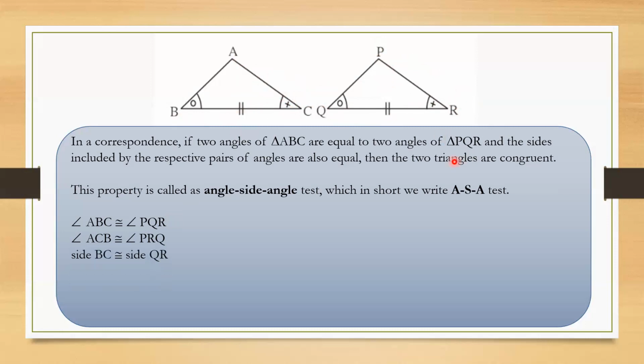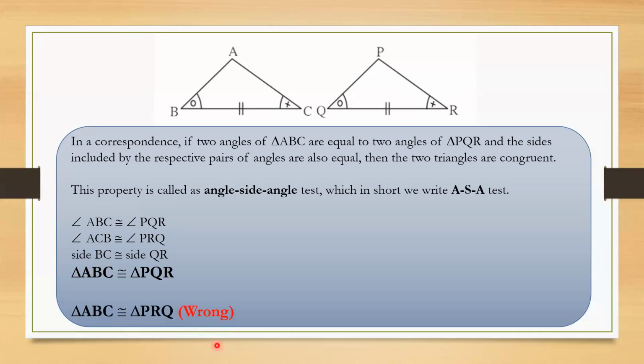And when two angles and a side are common, triangle ABC is congruent to triangle PQR. The whole triangles are congruent to each other, even though only these three elements are congruent. Okay, now moving forward to the next test.